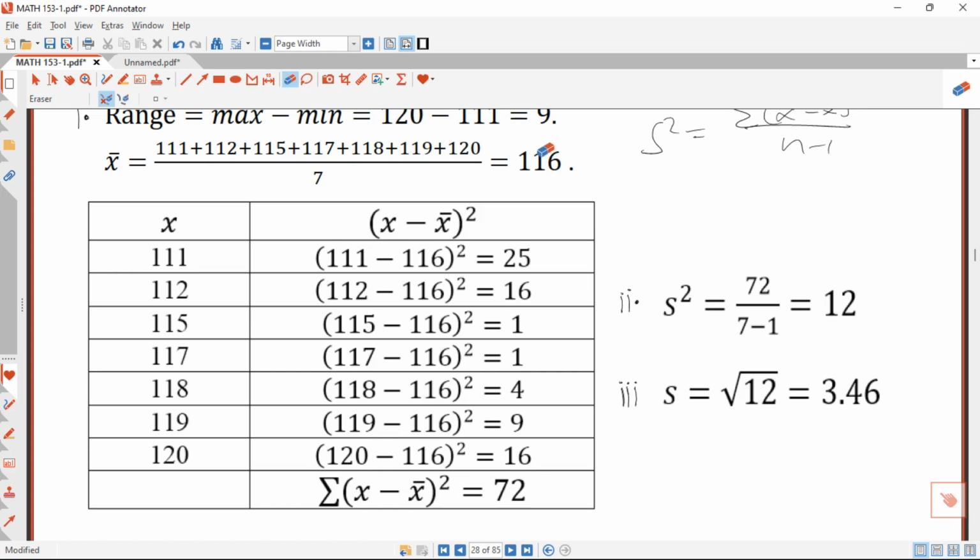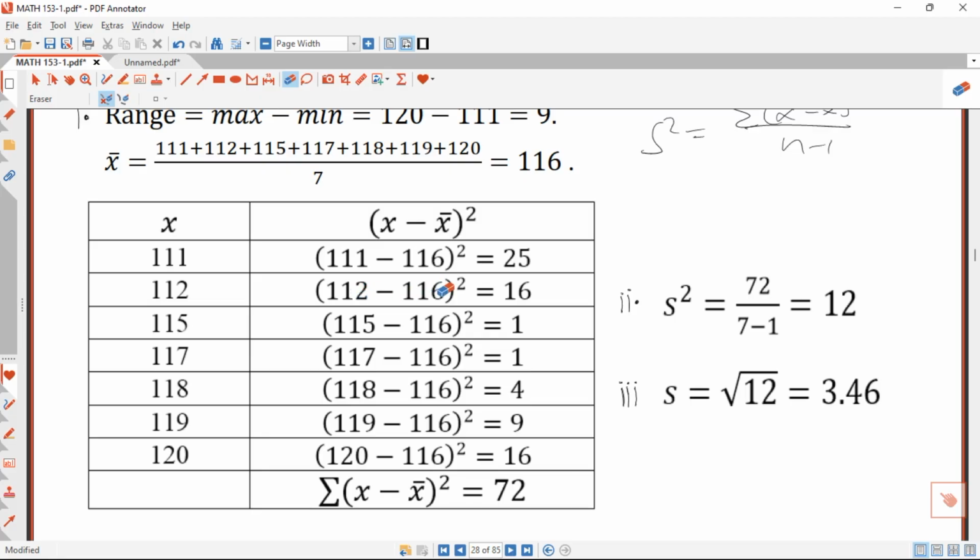So here, to get the deviation and then square it, we are just going to subtract 116 from x, the individual data point. So 111 minus 116, you are getting -5. When you square the -5, you are getting 25.